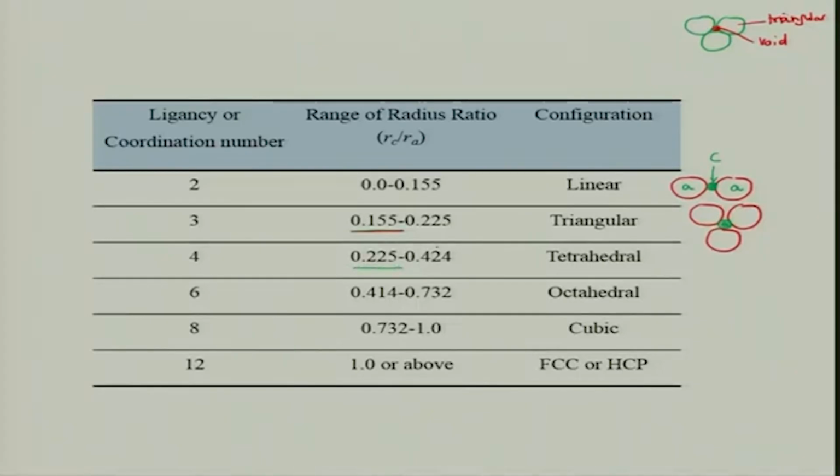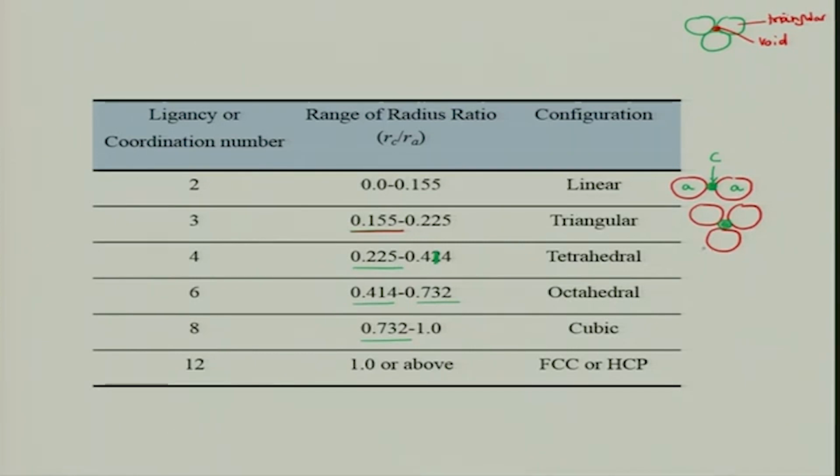Similarly, anything, sorry, this should be 0.414, bigger than 0.414 will be octahedral coordination, and anything more than 0.732 will be cubic coordination, and these sizes can be determined very easily.